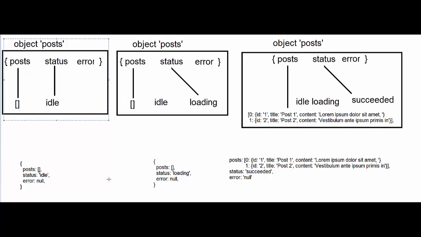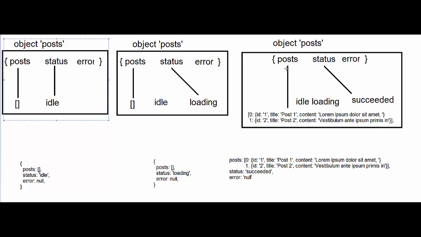Now about post, array, empty array. At first it was an empty array. After the pending type action, we also have an empty array, and after fulfilled we have a full array from the mock server. And here are two posts, post 1, post 2, two members in that array.